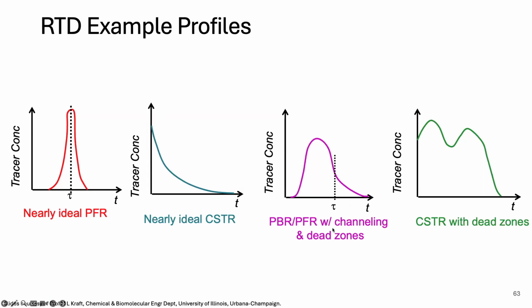If we have a PFR or PBR with channeling or dead zones, you see that we deviate very greatly from the nearly ideal case, with some molecules coming out more quickly, others taking a long time to exit the reactor. And a CSTR with dead zones can have similar behaviors, some molecules leaving quickly and others perhaps trapped in a dead zone, spending a very long time in the reactor.